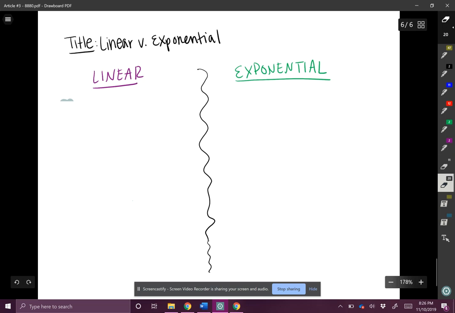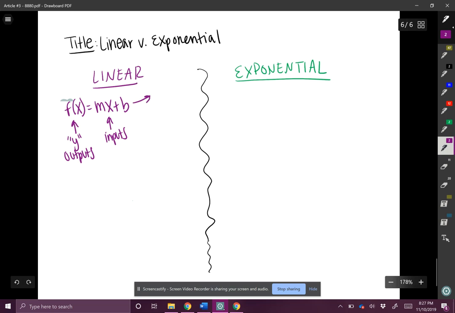All linear functions are written as f of x equals mx plus b, where we know x is our inputs, f of x, or our y values, those are our outputs. Our b value represents our y-intercept or initial value, kind of like what we start with. And we know that our m represents our slope or our rate of change. Remember, those words mean the same thing.